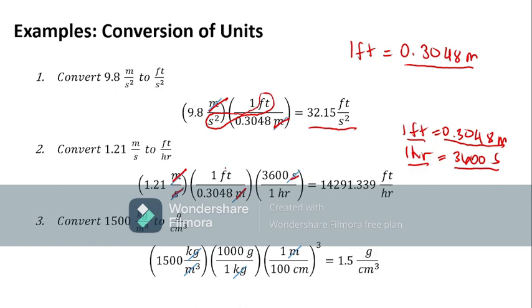So, ang magiging unit natin, ito, feet per hour. So, yan yung magiging unit natin. So, 1.21 times 1 all over 0.3048 times 3,600 all over 1. So, we will have 14,291.339 feet per hour. So, that's how you convert derived units.